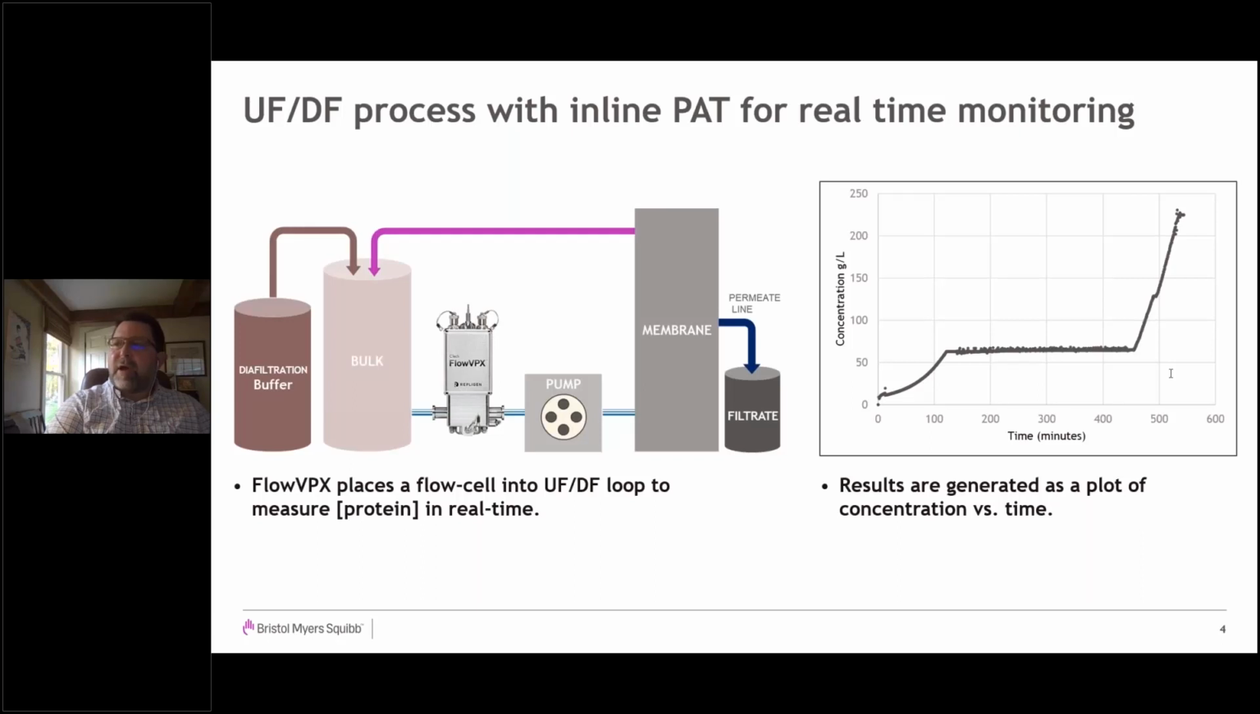To get back to concentration, that's a clue as to why the VPX and PAT is an especially important tool, inline A280 for UFDF, because you're concentrating to a very high concentration. 200 grams per liter is approximately 20% protein by weight. At that point, things are getting very crowded and very viscous. I'll talk a little more about product quality issues and why it's really valuable to measure your protein concentration at the end of diafiltration and at this ultrafiltration phase.